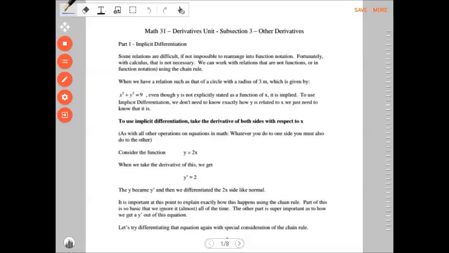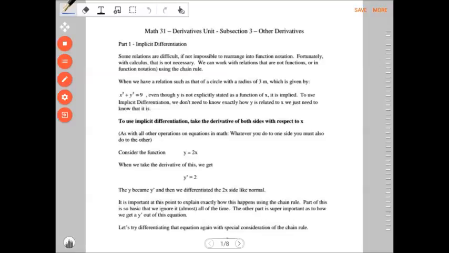Part 1, implicit differentiation. Up until now, all of our functions have been f of x equals or y equals, that kind of thing. However, not all relations can be written in function notation or in y equal form. Some you can rearrange, some it works out really nasty, and others you just can't do it. So we can work with these things using something called implicit differentiation and using the chain rule.